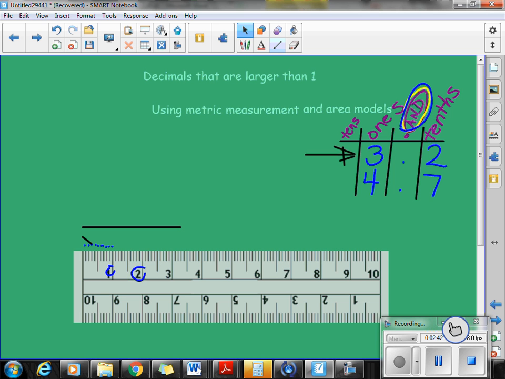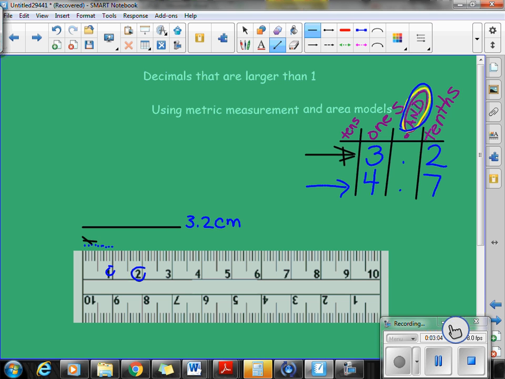If I wanted to make a line that was 4 and 7 tenths long, just like I have right here, then I would do the very same thing. I would start at 0. Oh, and I probably should label this line. This is 3 and 2 tenths of a centimeter long. 3 whole centimeters and 2 tenths of another. So here's my straight line.